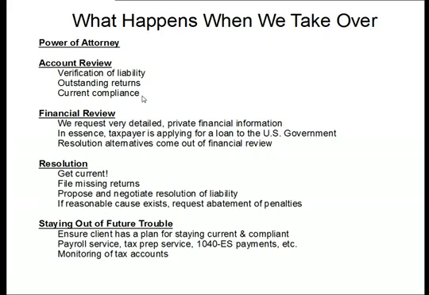So, how do things work when somebody owes tax debt and they hire a tax professional to resolve the situation for them? So here's what happens when we take over. First of all, we file a power of attorney. This is a standard IRS form 2848. The power of attorney gives us legal authority to act in the taxpayer's behalf. Here's what we do with that authority.